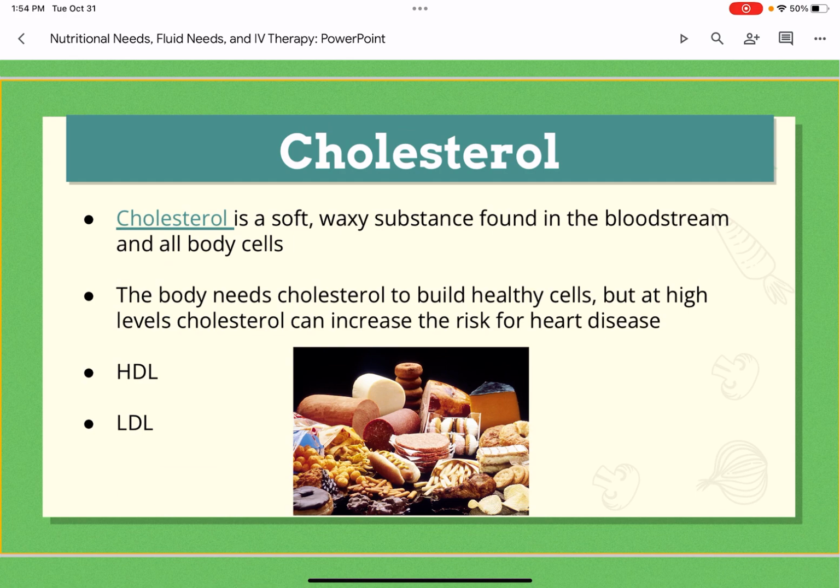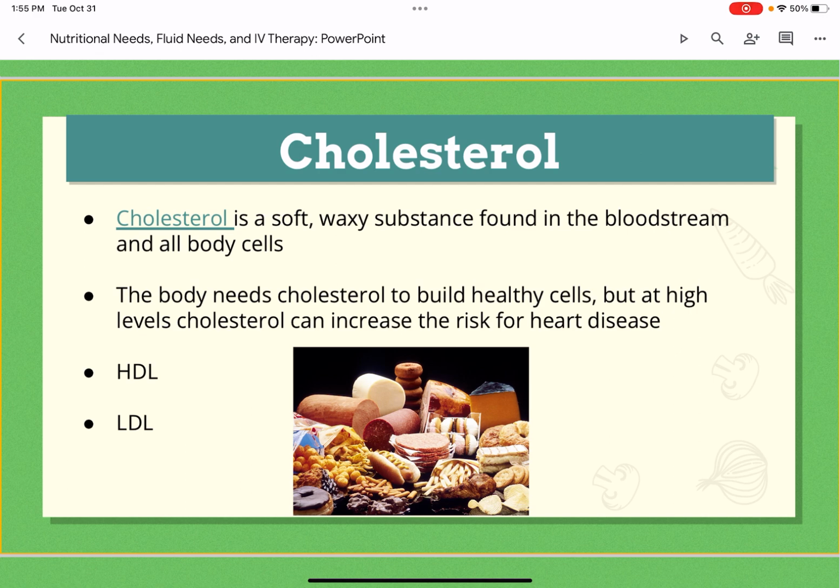Cholesterol is a soft, waxy substance found in the bloodstream and in all body cells. The body needs cholesterol to build healthy cells, but at high levels, cholesterol can increase the risk for heart disease. Cholesterol levels are affected by fats. High cholesterol leads to fatty deposits in the blood vessels. High-density lipoprotein, or HDL cholesterol, is known as the good cholesterol because it helps remove other forms of cholesterol from the bloodstream. The liver flushes the cholesterol from the body.